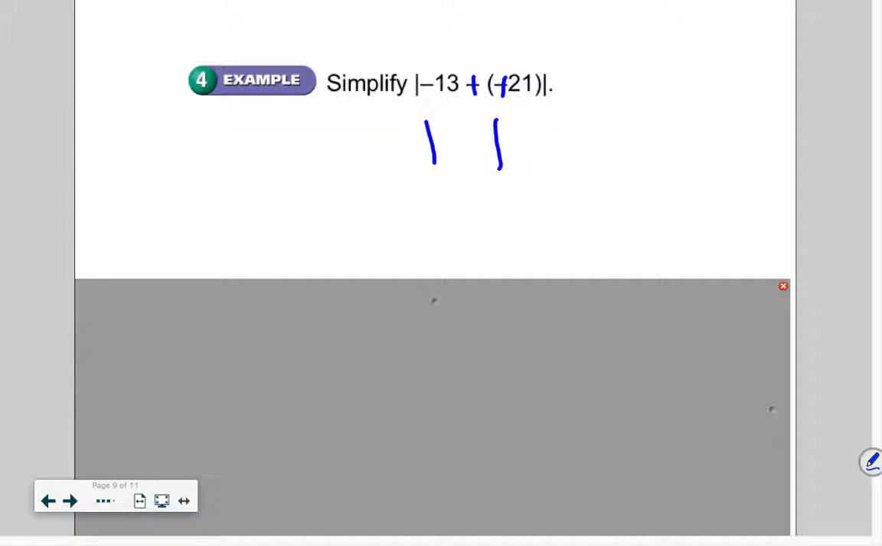21 minus 13, which is how much? 8. Is this a positive 8 inside the brackets or a negative 8? Positive. Why? Because 21 is positive. 21 is bigger, and it's positive when we change subtraction to addition and change the sign of the second number. Now, what is the absolute value of 8? 8. It is 8 units away from 0.